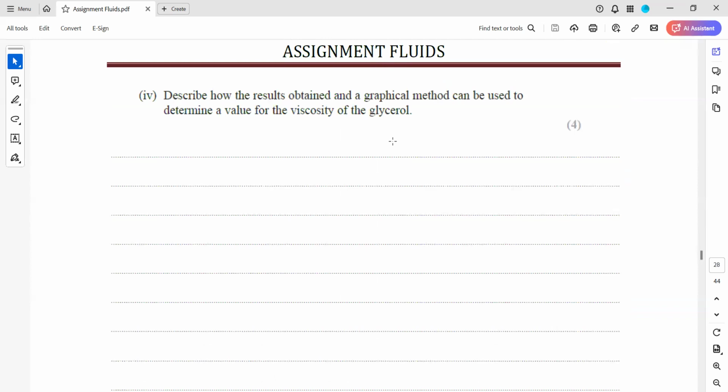Then describe how the results obtained and a graphical method are used to determine the viscosity. So how can we determine the viscosity? When you solve that equation which is given above, the last answer will be the relation between the viscosity and the terminal velocity. So the terminal velocity is 2 by 9, gravity, the difference in the density of ball bearing minus density of glycerol, r squared over eta. Now, this is what we get.